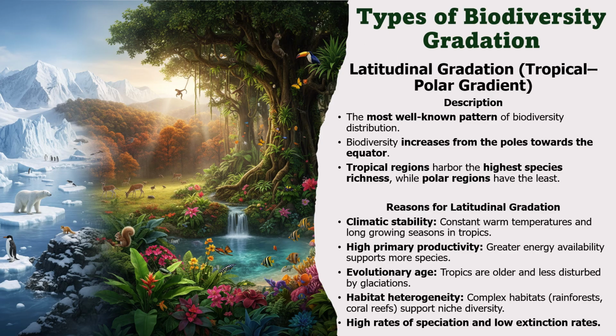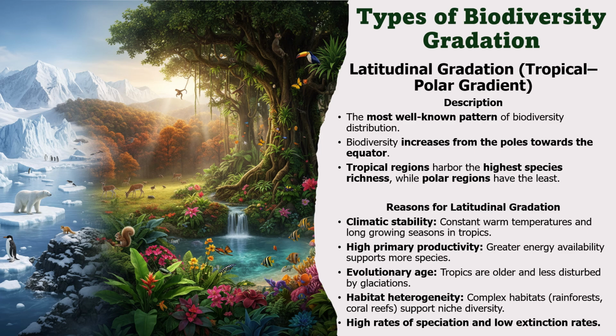The latitudinal gradation of biodiversity is the most widely recognized global pattern of species distribution, showing that biodiversity increases progressively from the poles towards the equator. Tropical regions possess the greatest species richness due to their favorable and stable environmental conditions, while polar regions support comparatively fewer species adapted to extreme climates.